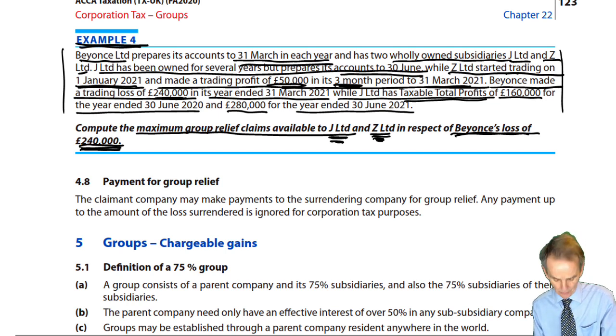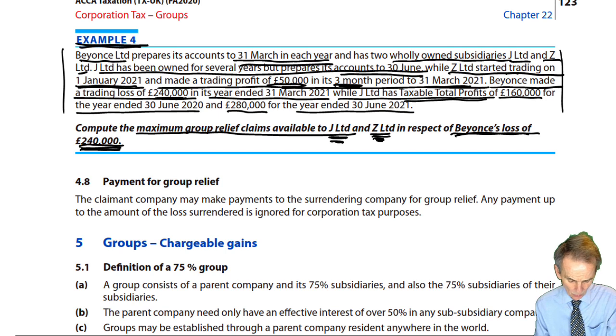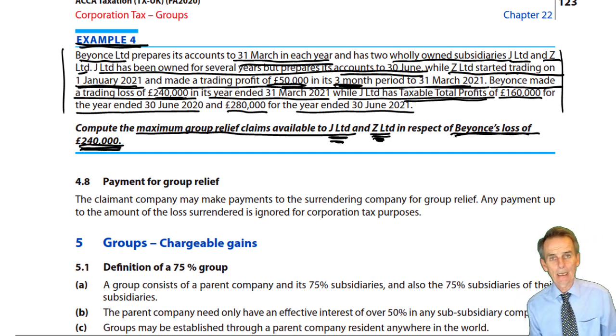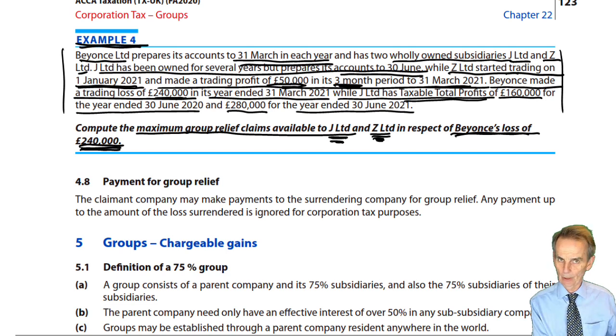Okay, well, let's see how you got on with example 4, therefore. The issue was that one of the companies here within the group, it was Beyoncé itself, had made a trading loss of £240,000. It had made that loss for the year to the 31st of March 21. We had 2 wholly owned subsidiaries. One had been a continuing subsidiary for several years, but its problem was it prepared accounts to a different date, the 30th of June instead of the 31st of March. So we had non-coterminous accounting periods. We had to match like with like. How much of the loss-making period corresponded with how much profit of the profit-making periods that it spanned.